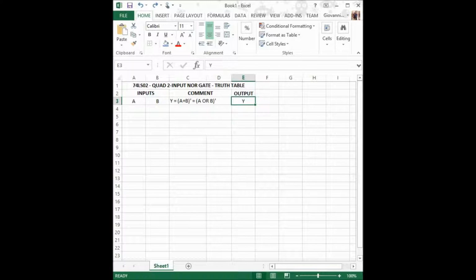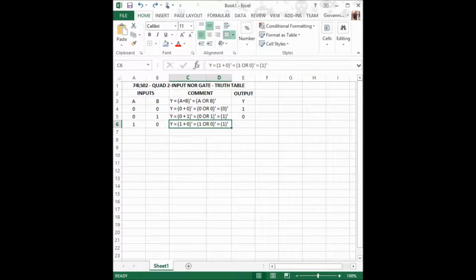The first case is when A equals 0 and B equals 0. 0 or 0 equals 0, and the complement of 0 outputs high. The second case is when A equals 0 and B equals 1. 0 or 1 equals 1, and the complement of 1 outputs low. The third case is when A equals 1 and B equals 0. 1 or 0 equals 1, and the complement of 1 outputs low. And last but not least, the fourth case is when A equals 1 and B equals 1. 1 or 1 equals 1, the complement of 1 outputs low.